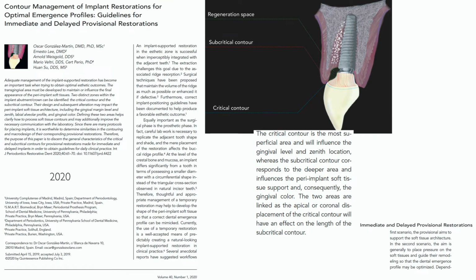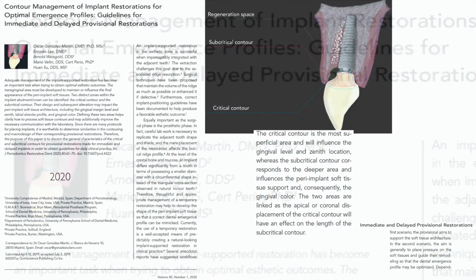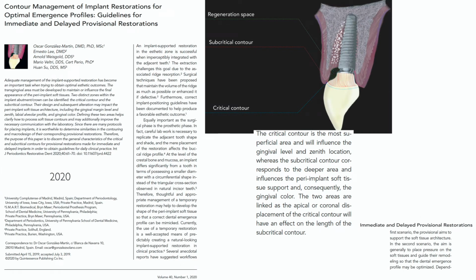That's important. Okay, there are 2 articles. I believe in articles. I believe in science. It matters. So fantastic articles. And the people here, this is Ernesto, the Perio Pros from Penn, Arnie Weisgold, same kind of thing. This is now a 10-year follow-up to the original crown contour they call subcritical contour, which is really the abutment or root, and of course the regenerative space.